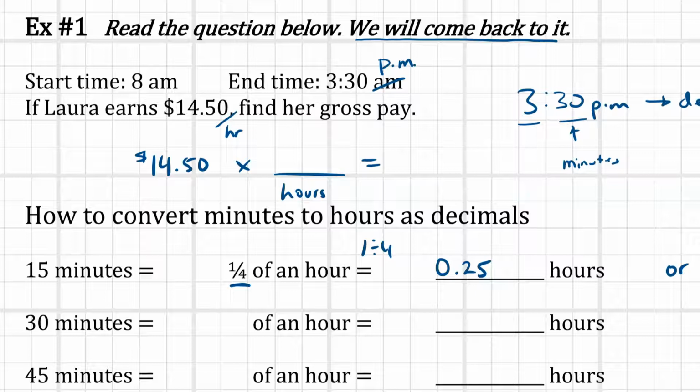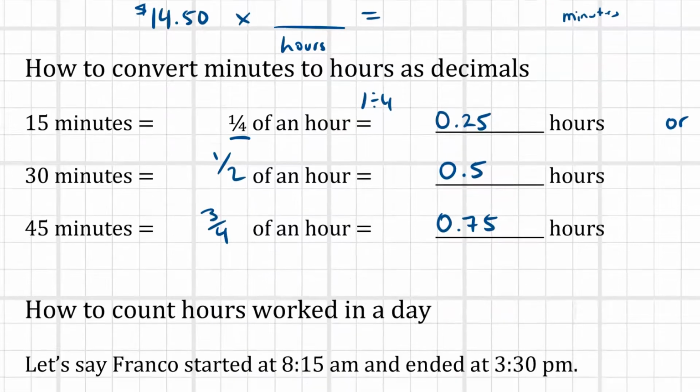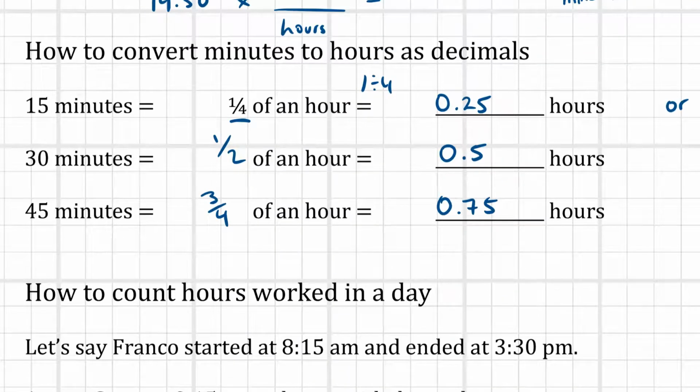30 minutes is the same thing as half of an hour, and half as a decimal is 0.5. 45 minutes is 3/4 of an hour, and 3/4 as a decimal, you may know already, is 0.75. But if you didn't remember that, you could just do 3 divided by 4. So for example, when we are talking about different times, that's how we're going to change things.